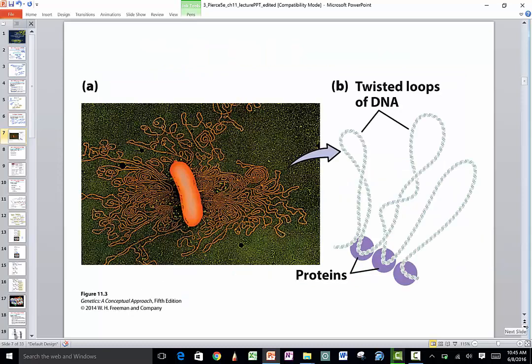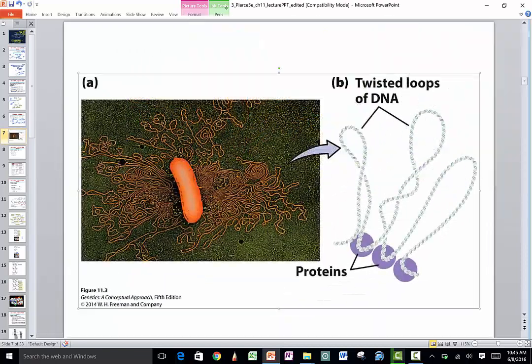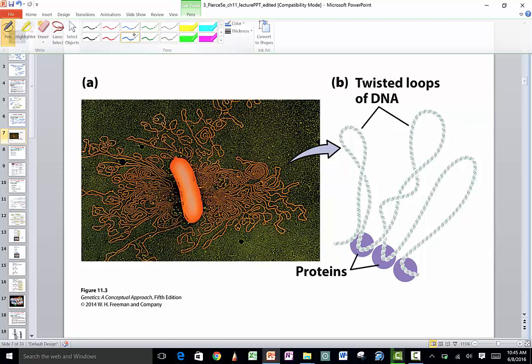So here's a picture of E. coli. I always have to remember to grab my pen when I switch sides.